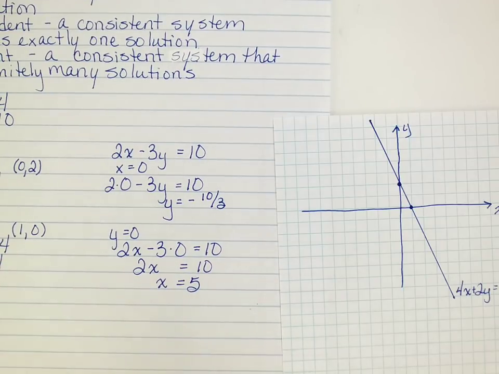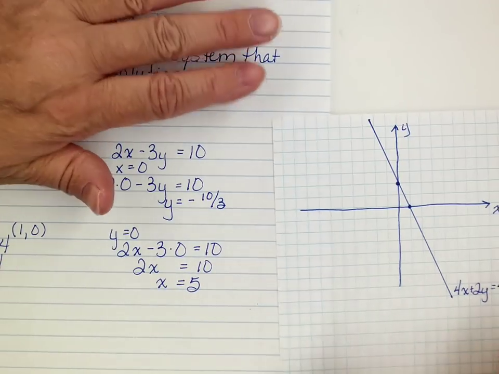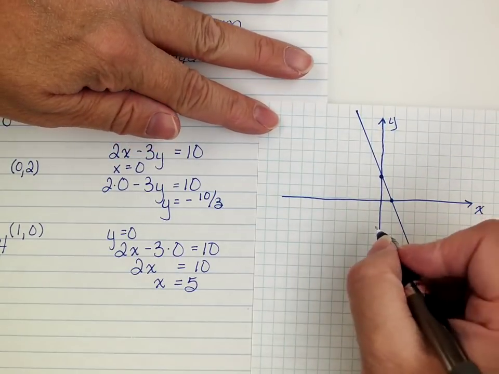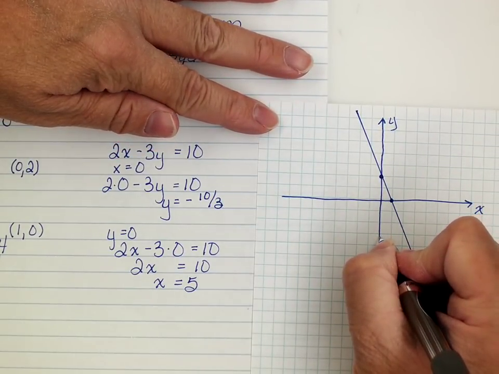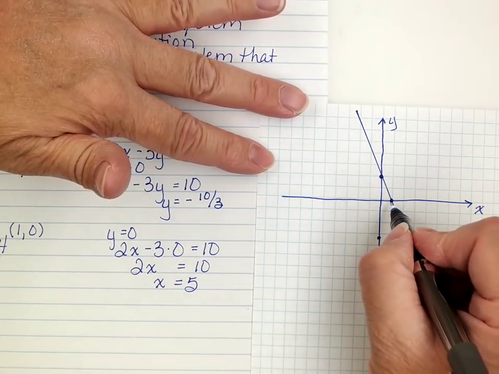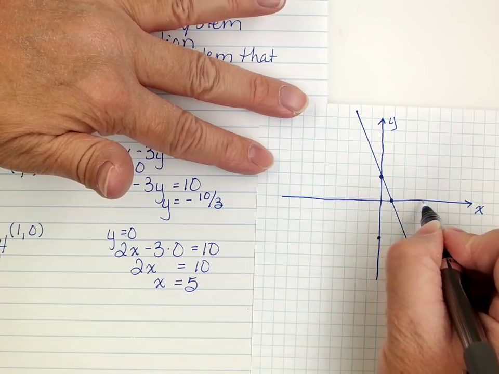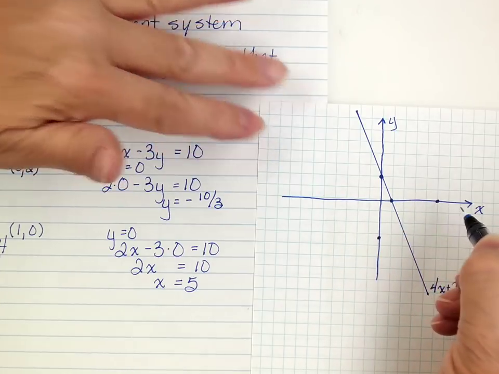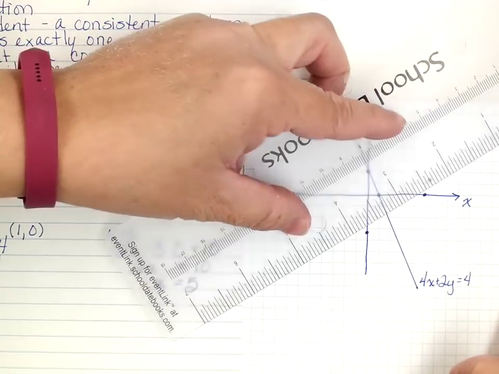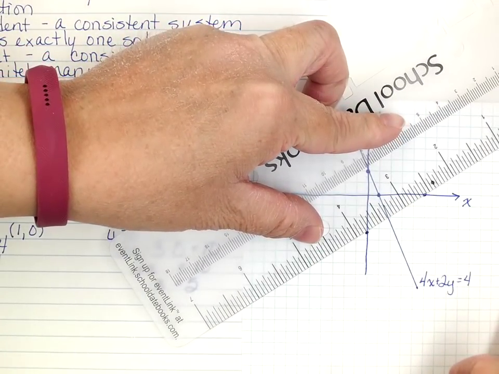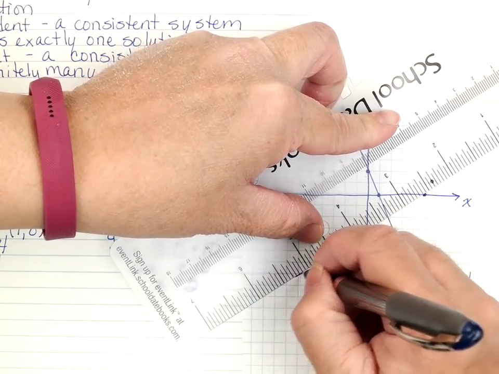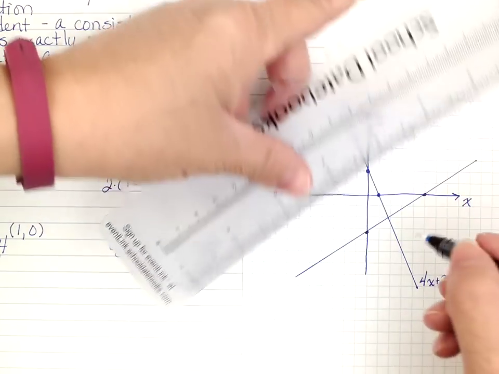So I'm going to have to graph those two intercept points. So x equals 0, y is negative 10 thirds, so that's 3 1/3, so that's right here. And then if y equals 0, x is equal to 5. It's 2, 3, 4, 5. So that's here. And again, we're going to play connect the dots using a straight edge. Straight edges are critical on this assignment because you are solving them by graphing.